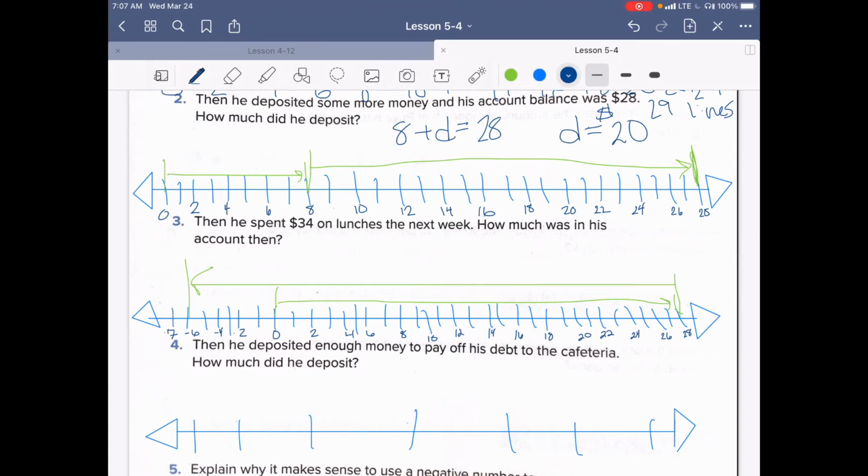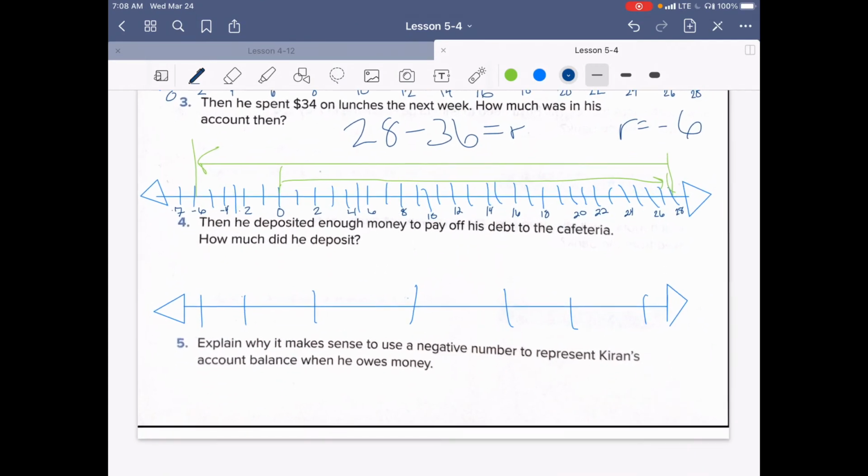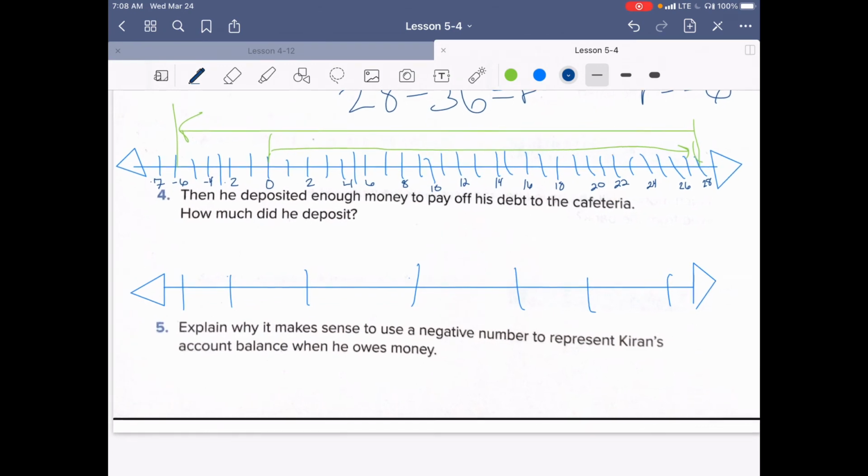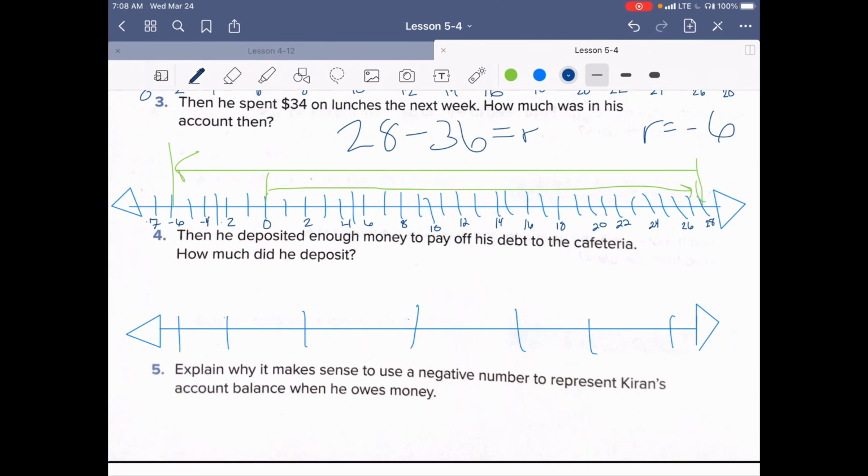So we can go ahead and write our equation. We know he had $28 and he spent 34, so we can take away that 34, and that's going to equal an unknown amount, the remainder in his account, so we can make that R. And his R, we know from doing the number line, is going to be -6. Try number 4 on your own. Pause the video and come back.